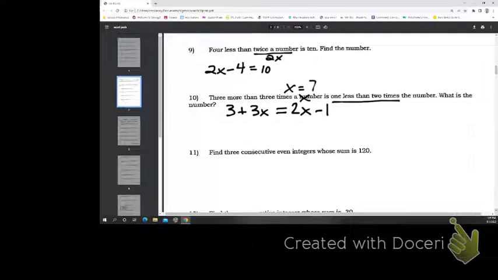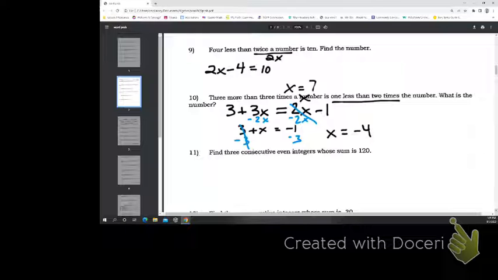And then we have variables on both sides. We don't have any distributing to do. We don't have like terms that are already on the same side, but we need to move the variables to the same side. So I'll subtract the 2x to move it over. Then I'll subtract 3. And I get x is negative 4.